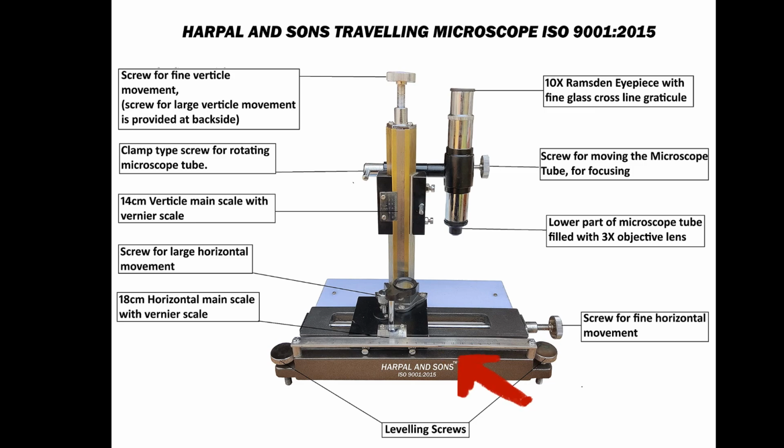We also have the horizontal main scale, which is controlled by this knob here. We can adjust the screw so that we can move the microscope to the right or towards the left. But for this experiment we are mostly going to use the scale. This is the vertical scale, which is controlled by this screw here. This is the vertical adjustment rod. Using this we can move the microscope down or up.